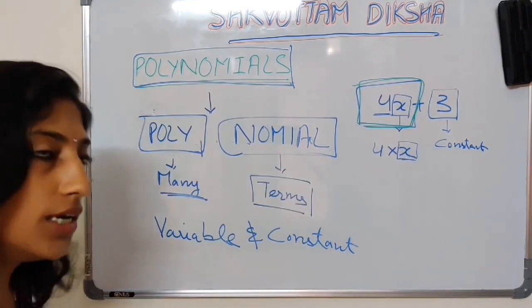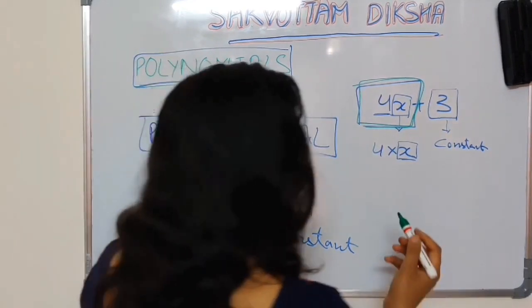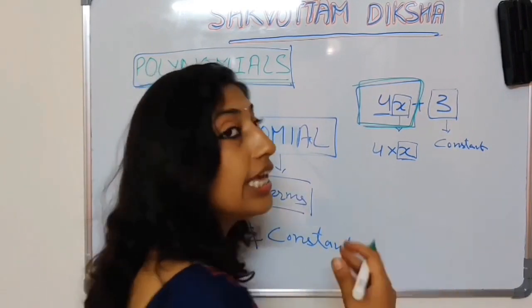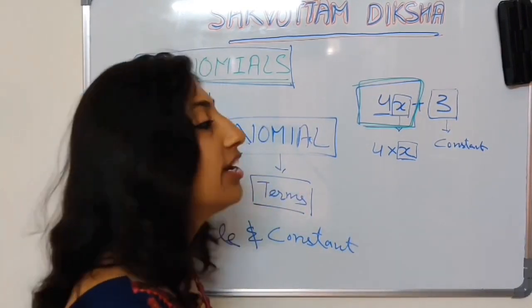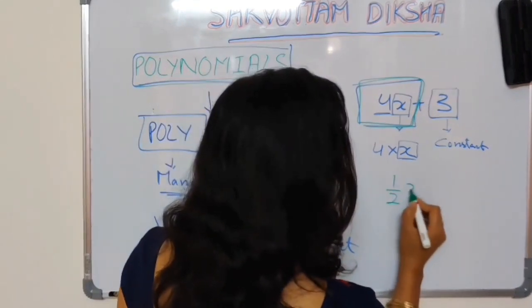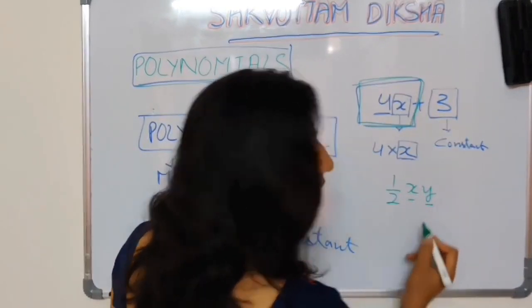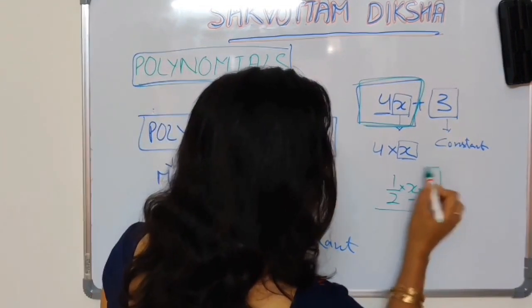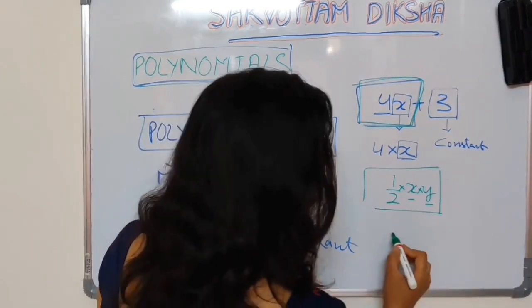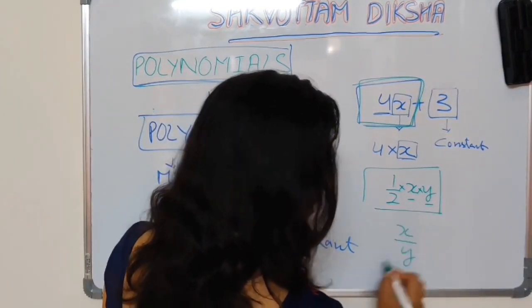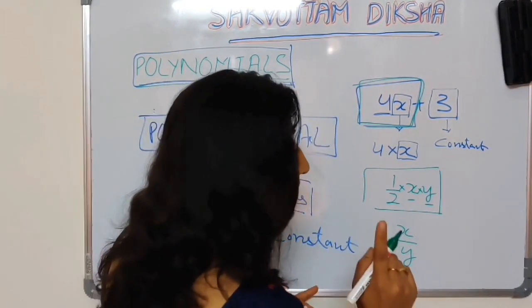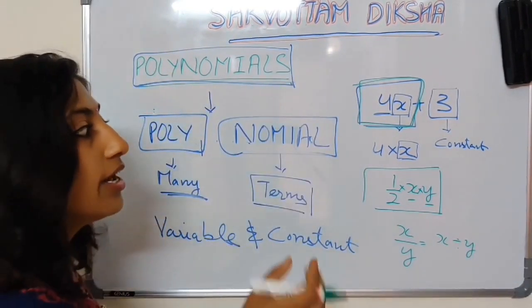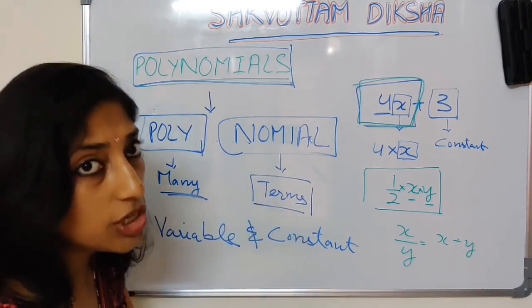What is a term? A term refers to one particular value which is associated with either multiplication or division, like half x y. x and y are variables here and they are associated with multiplication. So this is one term. If I say x by y, this is one term because we have division in between them. Terms are associated with either multiplication or division.